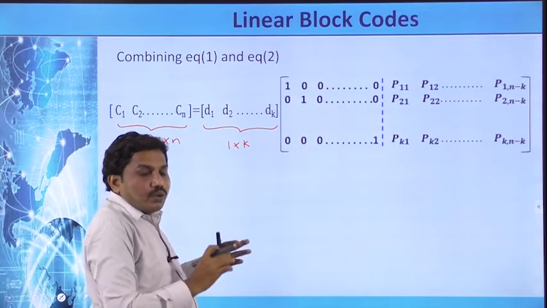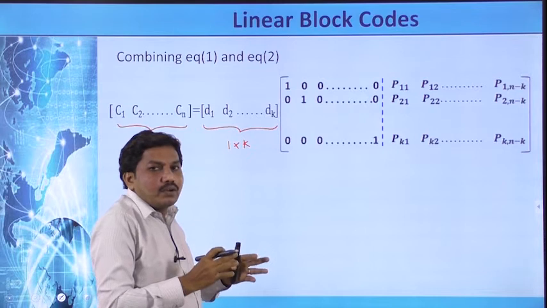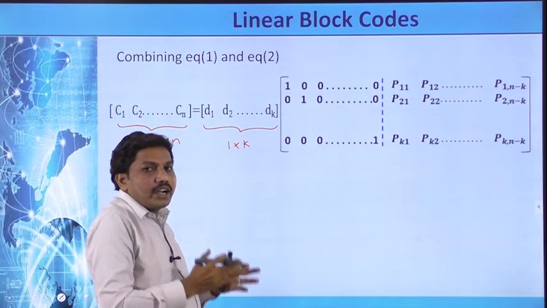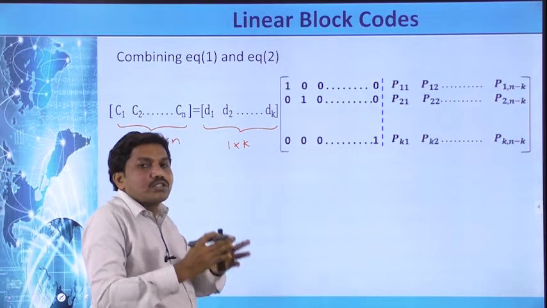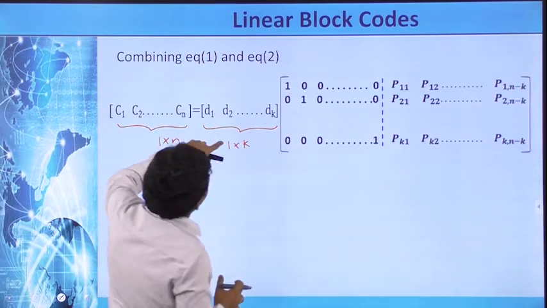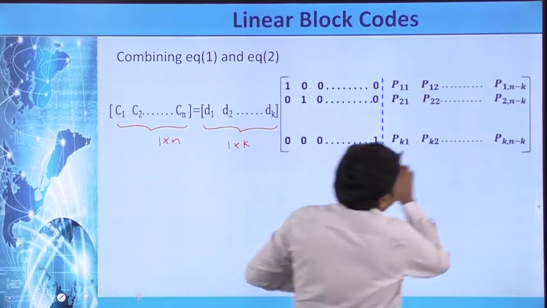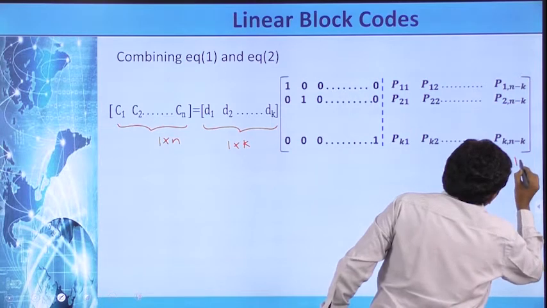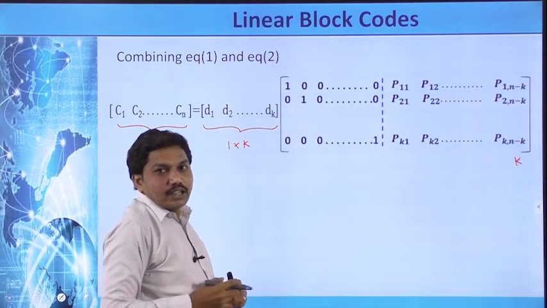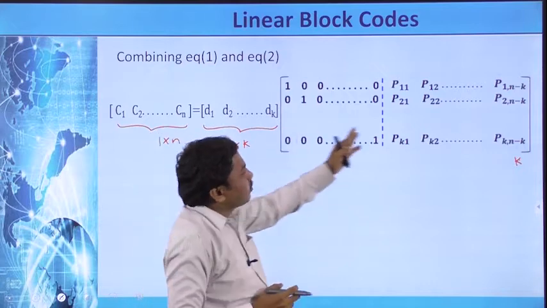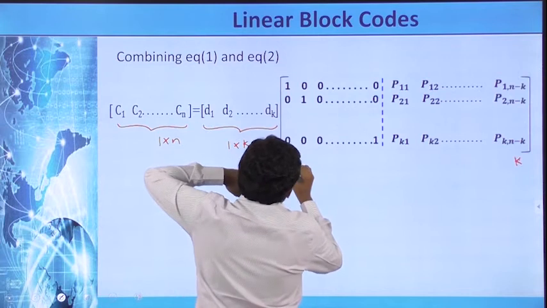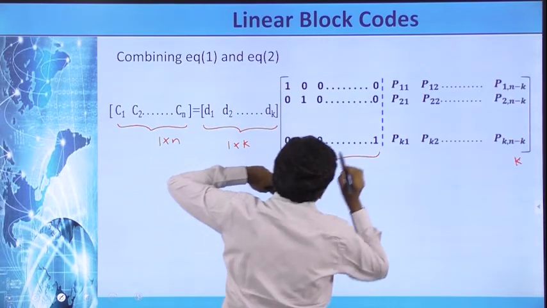To multiply two matrices, the columns of the first matrix must equal the rows of the second matrix. So here this matrix has k columns, so automatically the rows of this matrix is k. Now, how many columns are there in this matrix? Look at here carefully. This is nothing but your identity matrix, that is I.